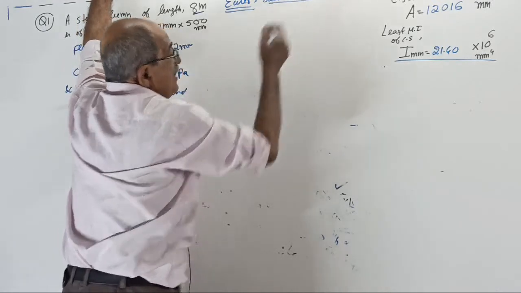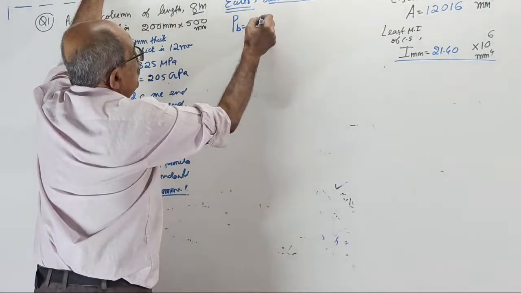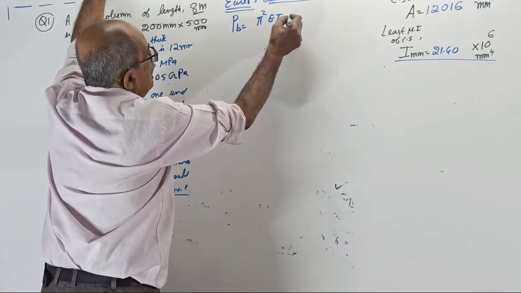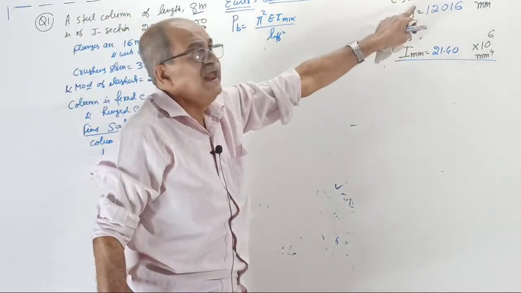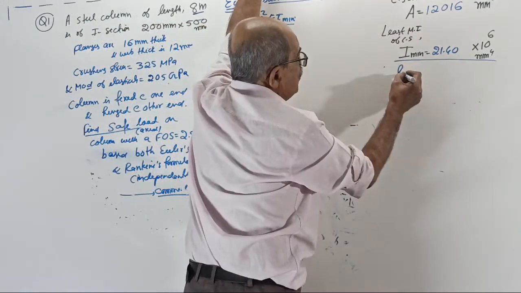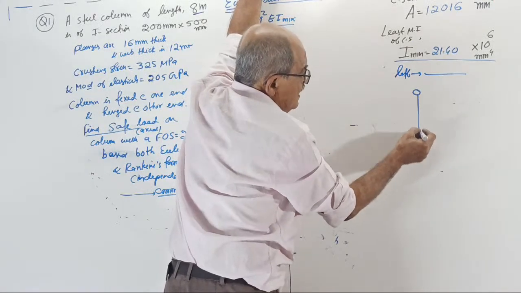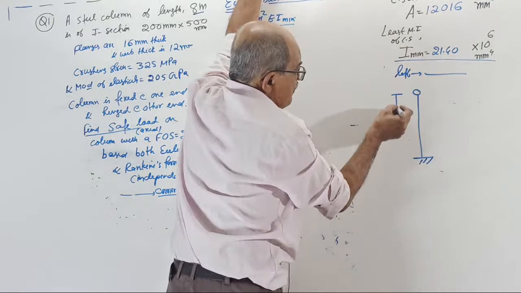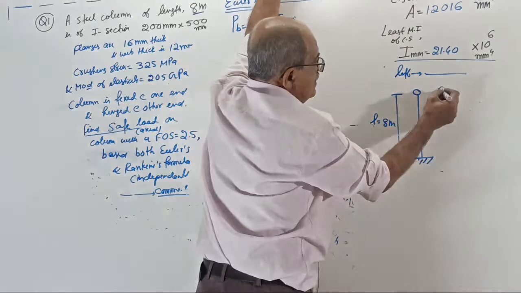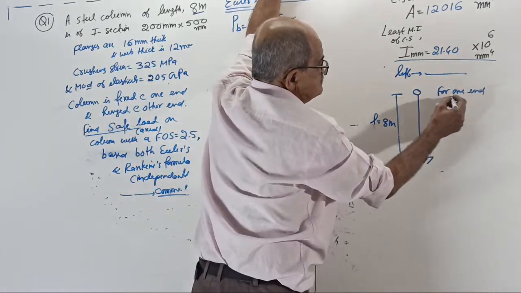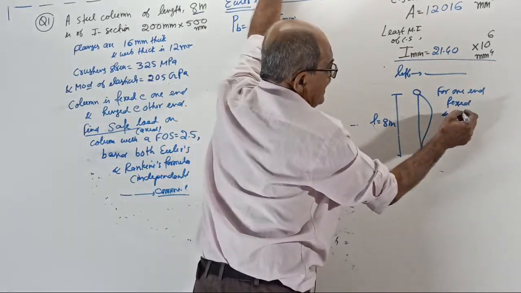If you consider Euler's buckling load, the formula is Euler's buckling load PB equal to pi square EI minimum by L effective square. Therefore, along with the area and I, you require L effective, that is effective length. In the question given, one end is pinned, other end is fixed. Length of column L is told as 8 meter. For one end fixed and other hinged, the elastic curve will be like this.